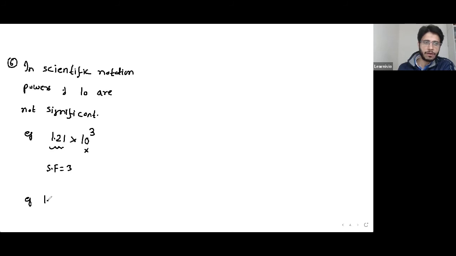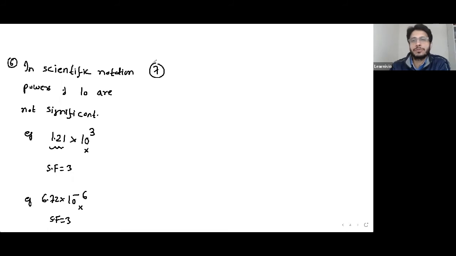You can even have, let's say, 6.72 into 10 raised to the power minus 6. These powers are not significant. You just have to look at 6, 7, 2. So you have 3 significant figures. So if you have scientific notation, then in counting significant figures, we don't count the powers.